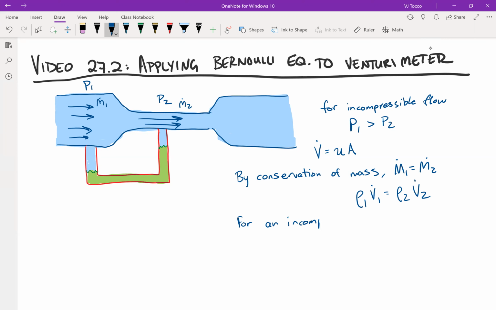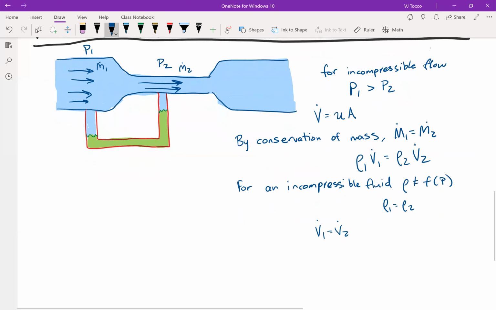And what I just said is, for an incompressible fluid, my density is going to be constant. Rho is not a function of pressure, is another way to think about it. And therefore, rho 1 must be equal to rho 2. And I can simplify this expression simply by saying V dot 1 is equal to V dot 2. Now I can write volumetric flow rate as the velocity times the area, and I can furthermore say U1 times A1 is equal to U2 times A2. So this is going to be an important step in my derivation for later.